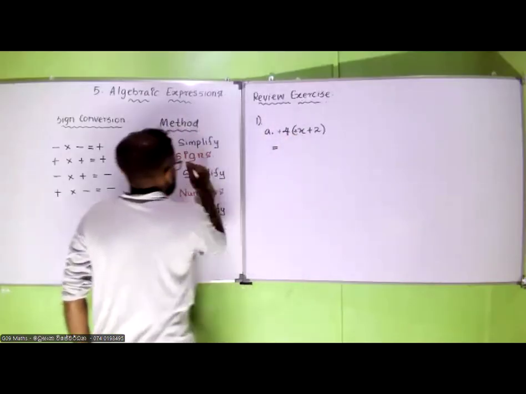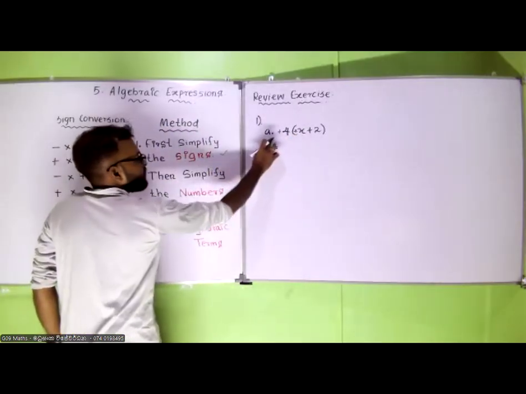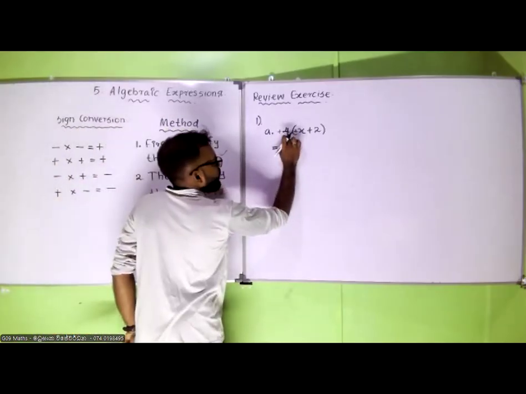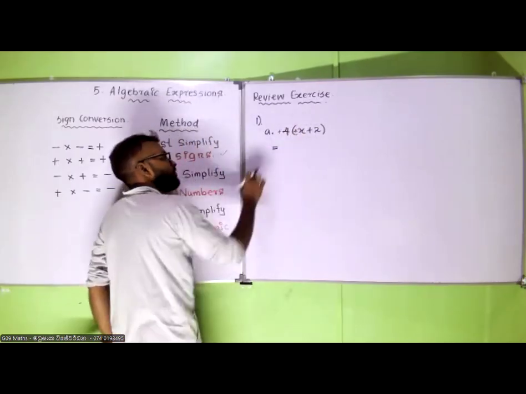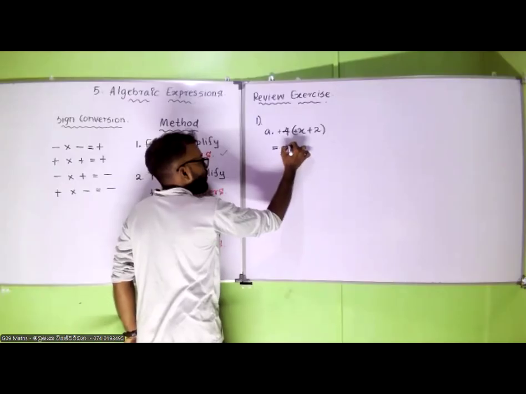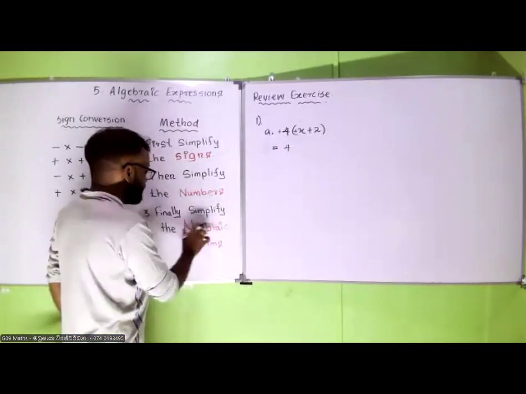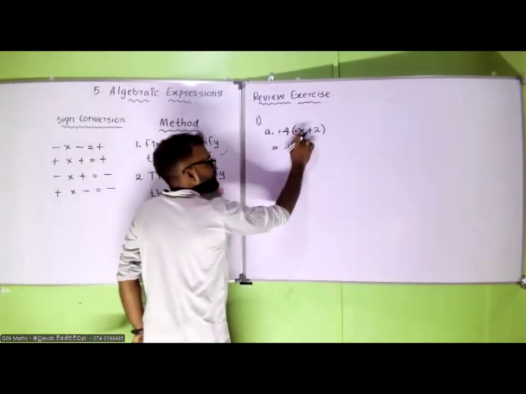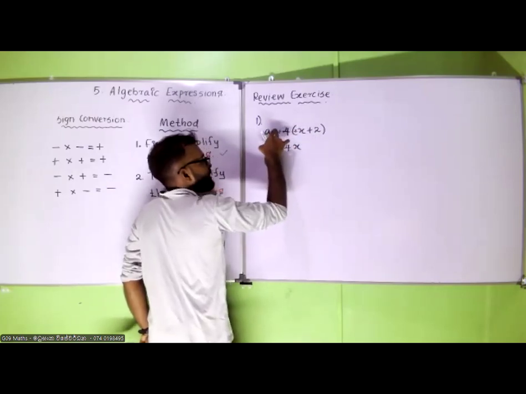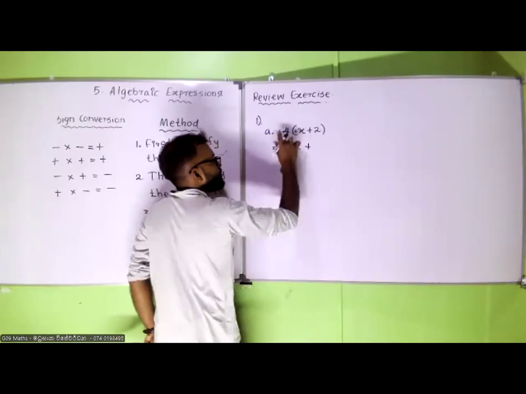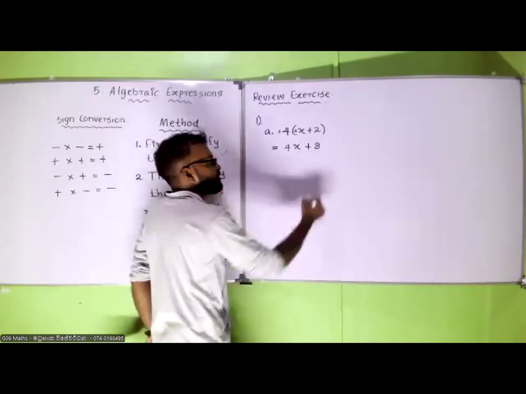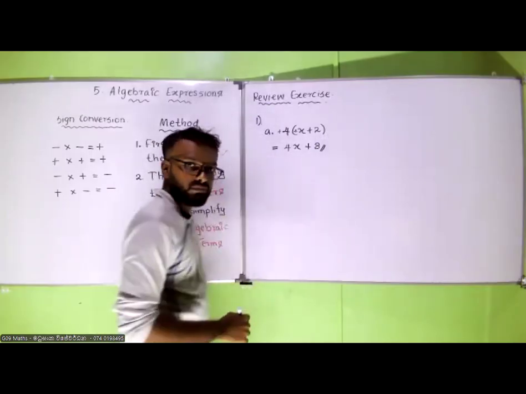Sign is okay. Positive into positive, positive. Numbers: here we have 4, and in front of x we have 1. 4 times 1, 4. Finally, simplify the algebraic terms. The algebraic term is x. So 4 times x, 4x. Then signs: positive into positive, positive. Numbers: 4 times 2, 8. We do not have any algebraic terms. So Huda, this is your answer.